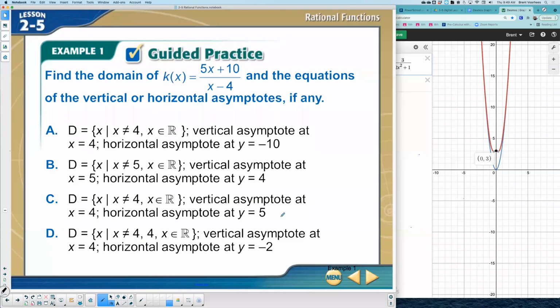All right, so I was wrong. The domain is on there. So steps 1, 2, and 3 to come up with your solution. All right, with that, I'm going to move on now to example 2.